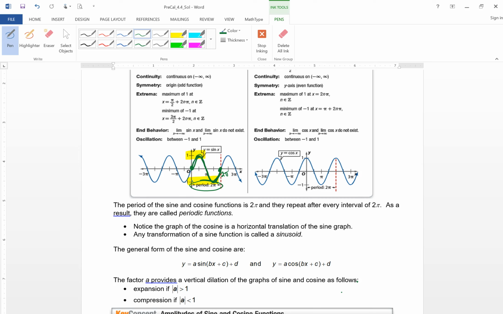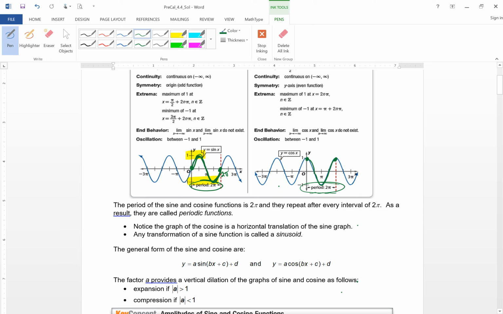Make sense? Now, let's look at a cycle of the cosine. Cosine starts here. So this is the main difference between sine and cosine. Sine starts at 0, cosine starts at 1. Goes back down and back up. Here, that's one cycle. How far did we go along the x-axis to complete one cycle? 2 pi. So the period of the cosine is also 2 pi.